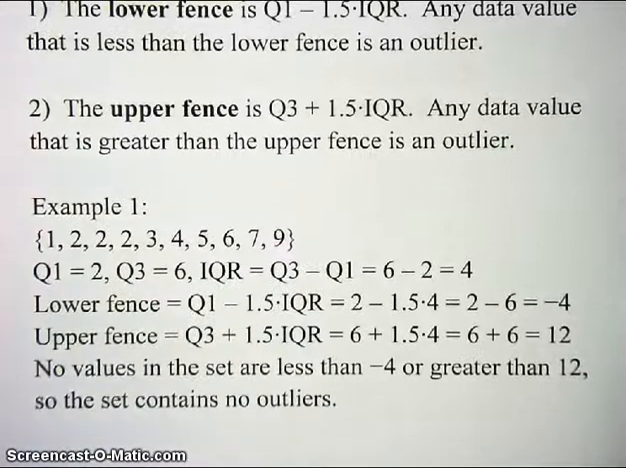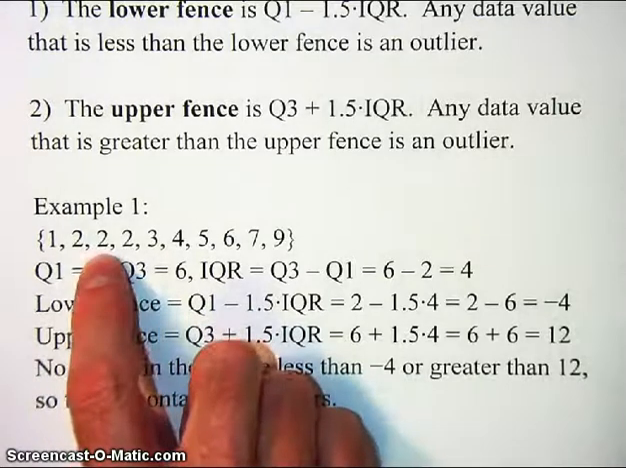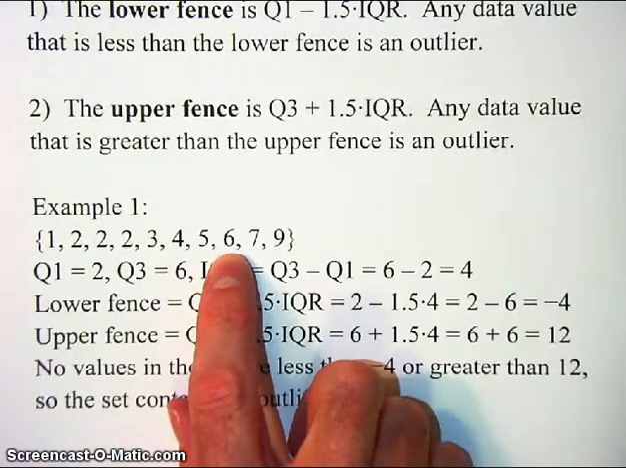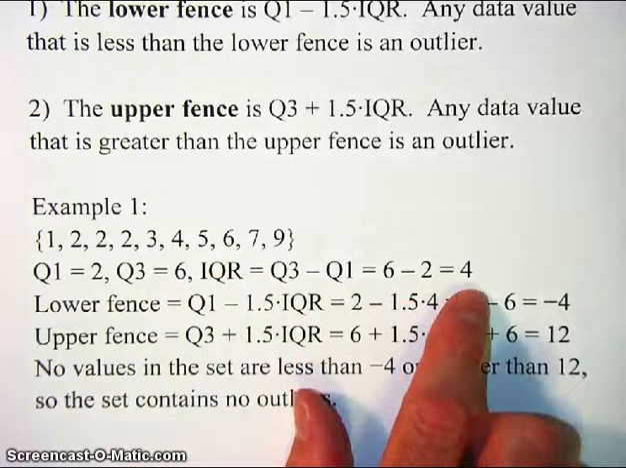We've got this data set: 1, 2, 2, 2, 3, 4, 5, 6, 7, and 9. We already figured out the quartiles and the IQR for this, I believe. The first quartile is 2. The third quartile is 6. The difference between the quartiles is the IQR, and that is 4.